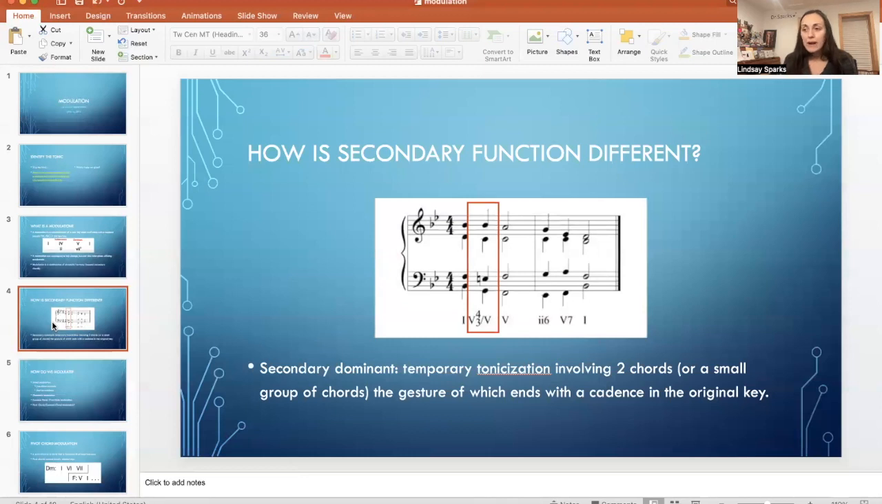We have no further accidentals. We have no confirmation of a key as far as a new key area. We're basically missing the cadence. We have the absence of a cadence. And in the new key, our cadence really is in the old key. Okay, and that's why we have a secondary function rather than a full modulation.